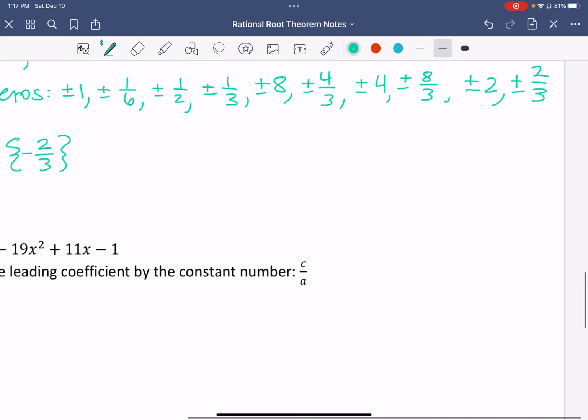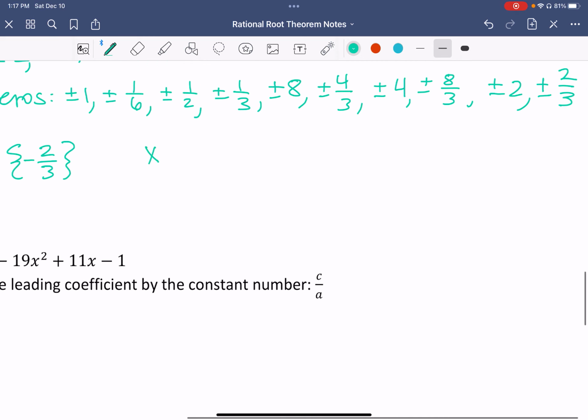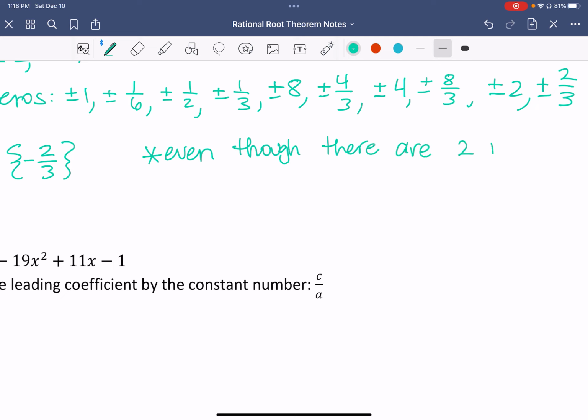Okay, so I'll make a note of that so you don't forget when you look back. So even though there are 2 more roots on the graph, only pick from our list of possibilities.